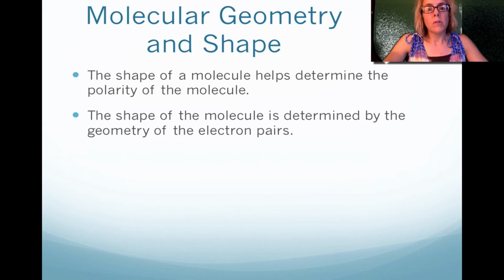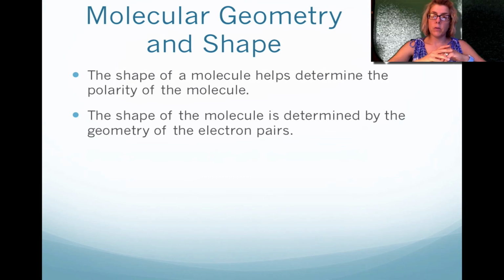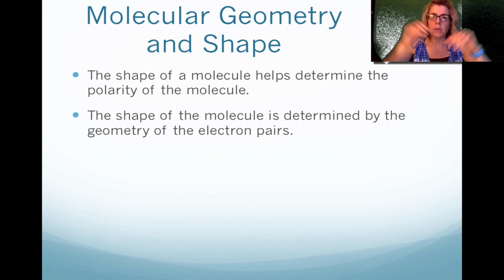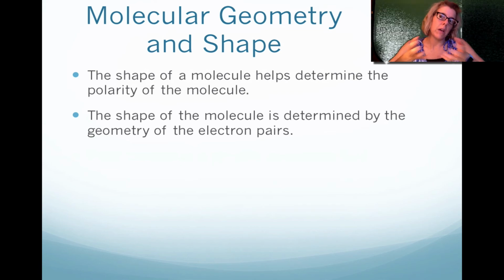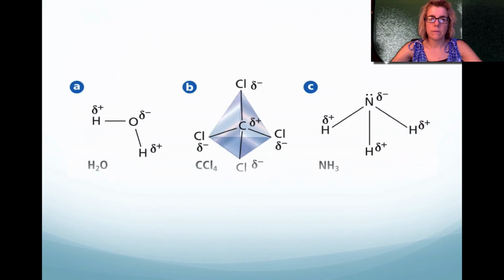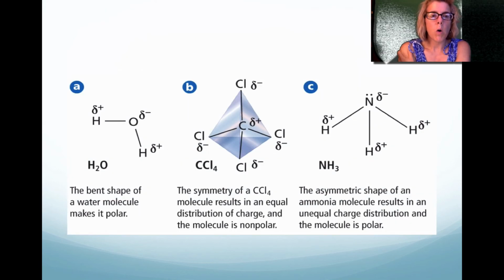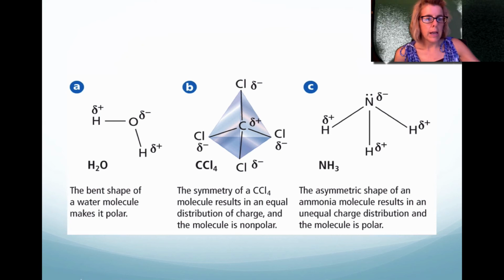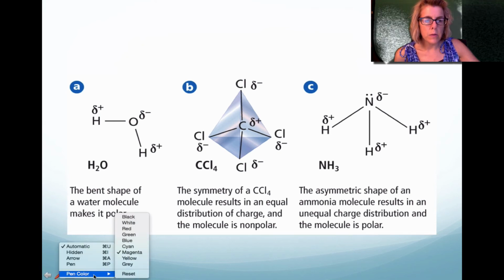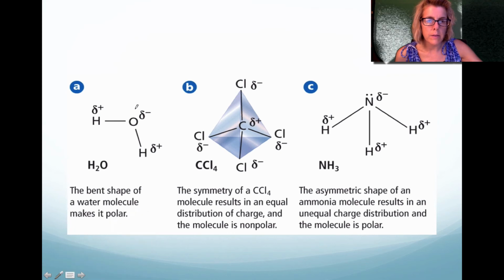What does this mean? Well, the shape of the molecule can help us determine the polarity of the molecule. And typically, when we're looking at molecules, we're looking at electron pairs on the central atom. They help us determine the polarity of a molecule. Here is an example where we have water on the very left, and just to remind you, there are two non-bonding pairs of electrons on this oxygen, and as a result, there is a bent shape, and this bent shape makes it a polar molecule.